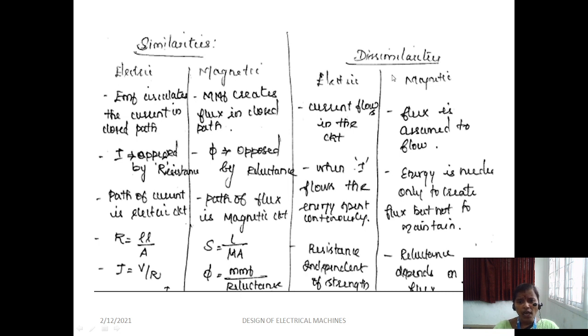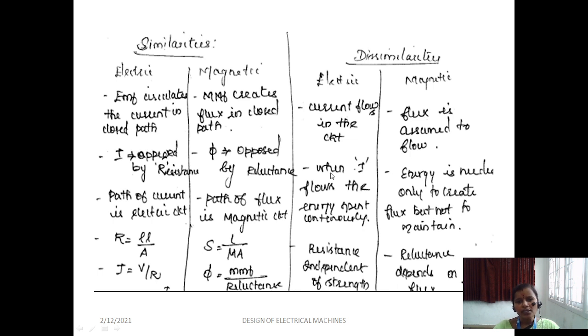In the case of dissimilarities, you have only 3 things. The first is the current flow in your circuit. Actually the flow of electrons happens in an electric circuit, whereas in a magnetic circuit the flux is only assumed to flow. There is a major difference between these two circuits. The current actually flows in an electric circuit, whereas in a magnetic circuit the flux is assumed to flow in it.